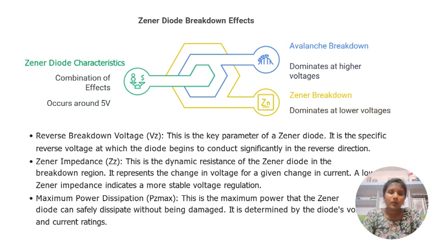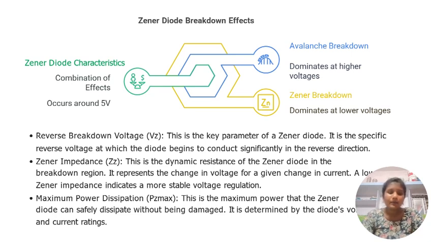Zener diode breakdown effects. Here, Zener diode characteristics. A combination of effects occurs around 5 volts. Reverse breakdown voltage is the key parameter of the Zener diode. It is the specific reverse voltage at which the diode begins to conduct significantly in the reverse direction. Zener impedance, represented as capital Z, small z. This is the dynamic resistance of the Zener diode in the breakdown region. It represents the change in voltage for a given change in current. A lower Zener impedance indicates more stable voltage regulation.